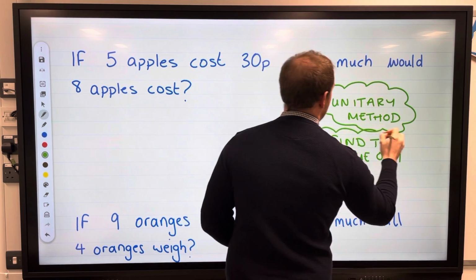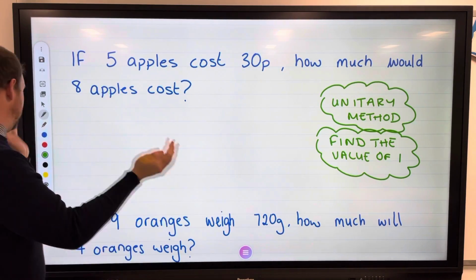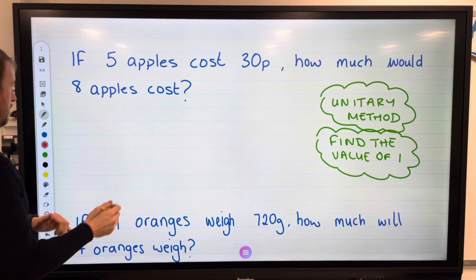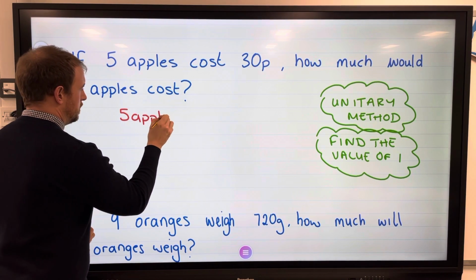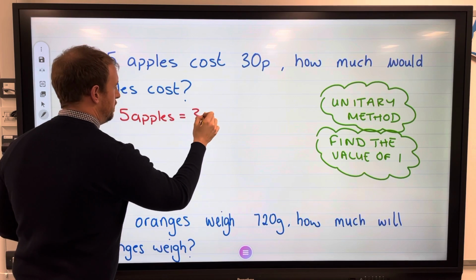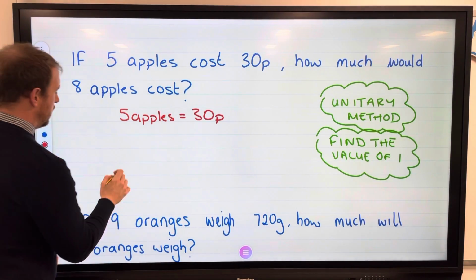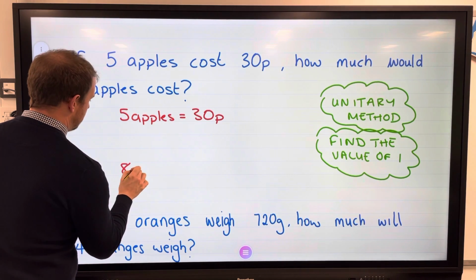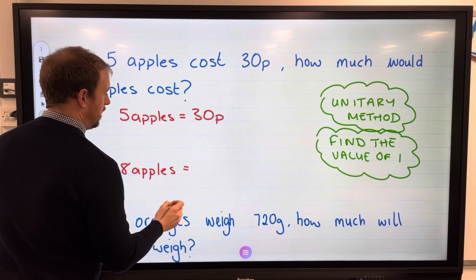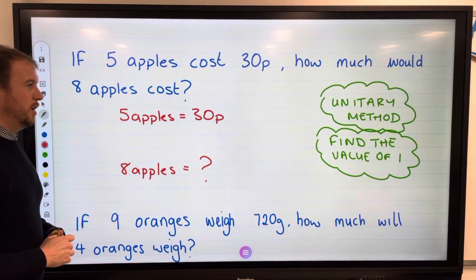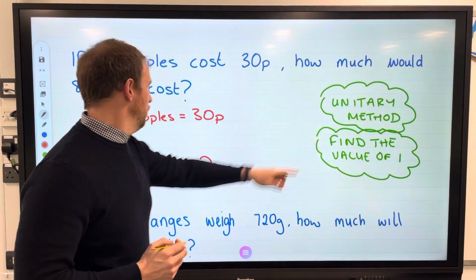So if I've got 5 apples, that costs 30p. Let's make that look a little bit more mathematical. We've got 5 apples equals 30p. That looks better now. We need to work out the price of 8 apples. We don't know that bit there. You'll notice I've left a gap in the middle because we're going to find the value of 1.